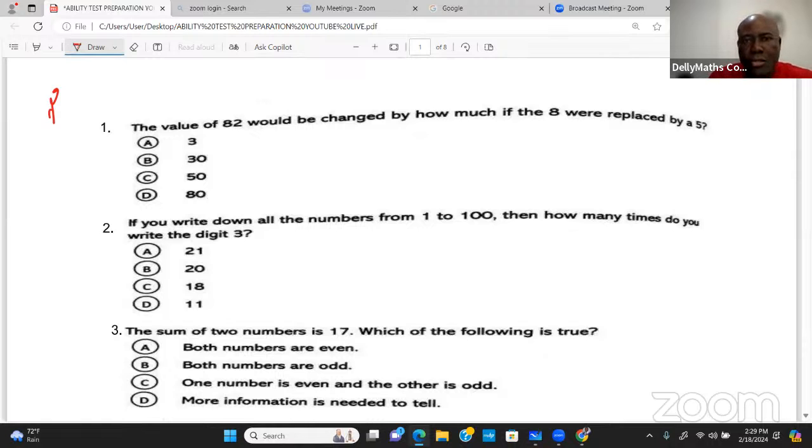All right, so if you're here, we're getting ready. There is an exam this week, and we're about to go through some questions that will help us to better perform in the upcoming ability exam.